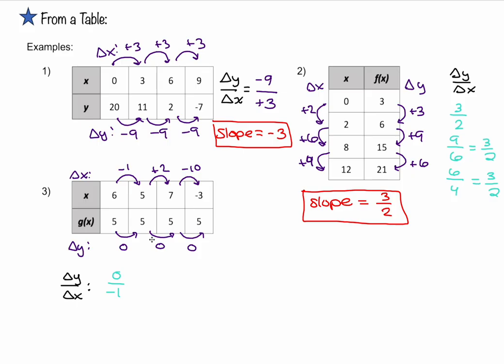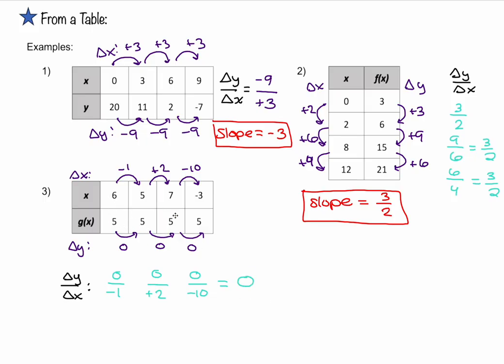The next change in y was 0 over the next change in x was positive 2. 0 divided by 2 is 0. So far, these are both 0. These simplify to 0. The last change in y is 0 over the last change of x is negative 10. So all of these have 0 in the numerator and a normal number or an integer in the denominator. That means that our slope, or this value, all of these simplify to the value of 0.